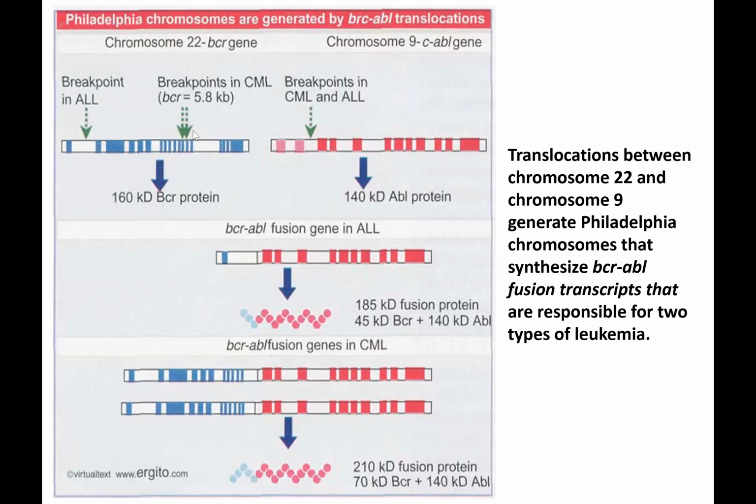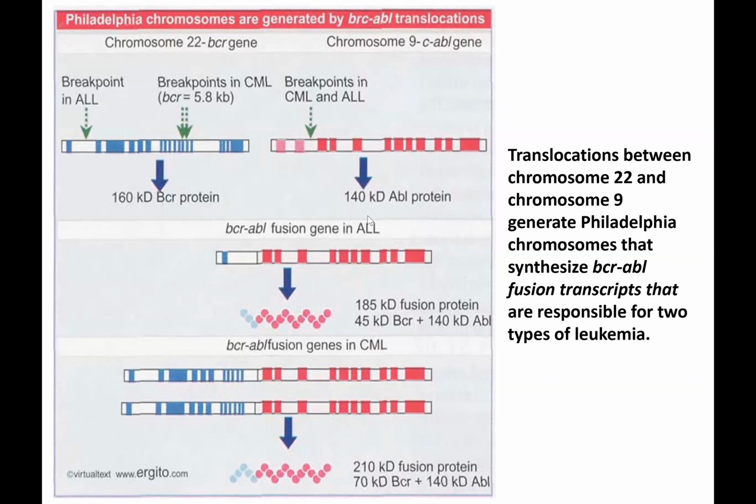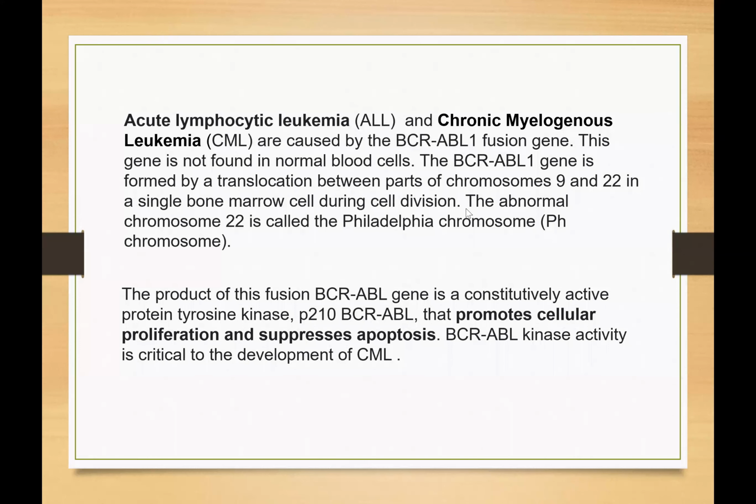If this kind of arrangement happens, or if you have the BCR-ABL fusion, it leads to ALL, and if you have the fusion breaking here and joining here, it leads to CML. Now, what actually happens in both cases? What you get is a fused protein formed from the BCR-ABL fusion gene. The size of the protein may be different. In ALL, it is a 185 kDa protein, and in CML, it is a 210 kDa protein.